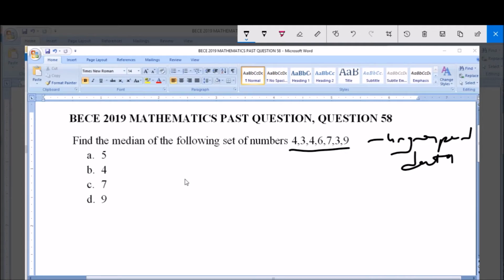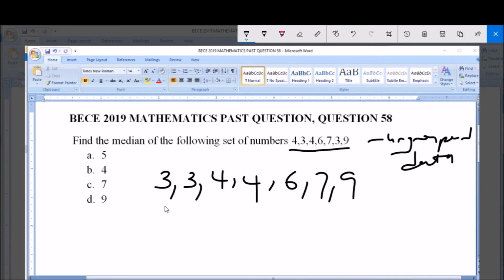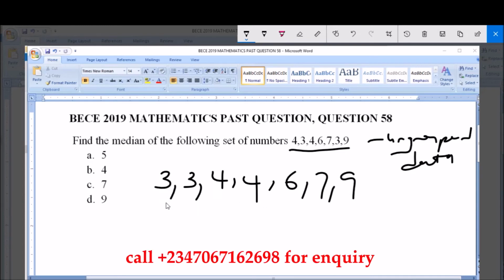So therefore the lowest is 3. We start with 3, followed by 3 again, another 3, then followed by 4, followed by another 4, and then we have 6, we have 7, and finally we have 9. Now you can see that the numbers are arranged orderly. Now like this we can find the median by locating the middle.